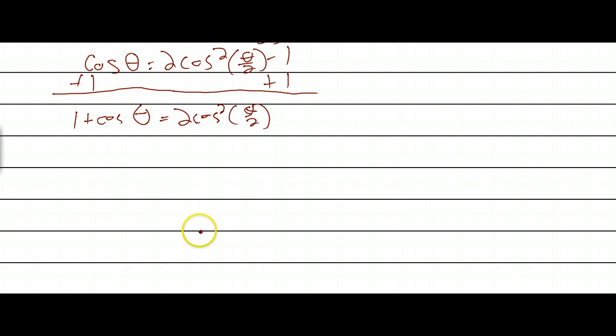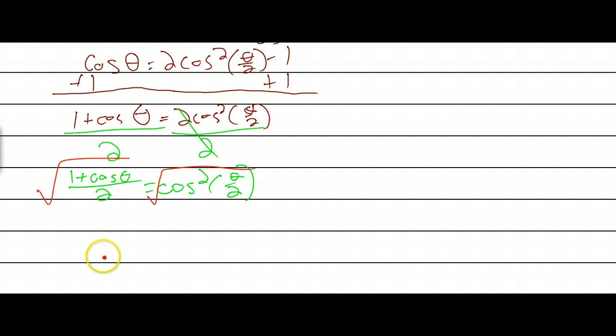Next, we need to get rid of the 2, so we divide by 2. We have 1 plus cosine theta divided by 2 is equal to cosine squared theta over 2. Now to get rid of the squared, we take the square root. So cosine of theta over 2 is equal to the square root of 1 plus cosine theta over 2, plus or minus. The plus or minus just depends on where the angle is and what angle we're talking about.